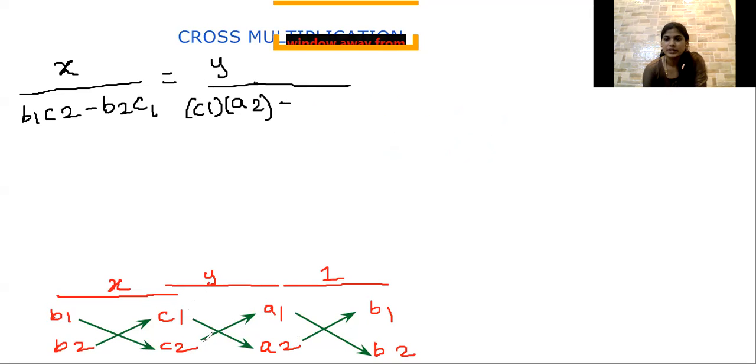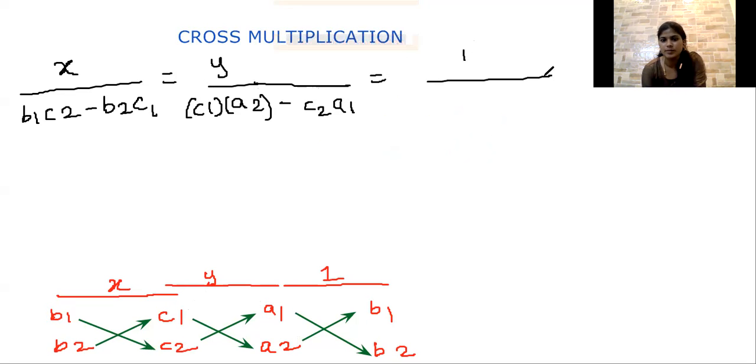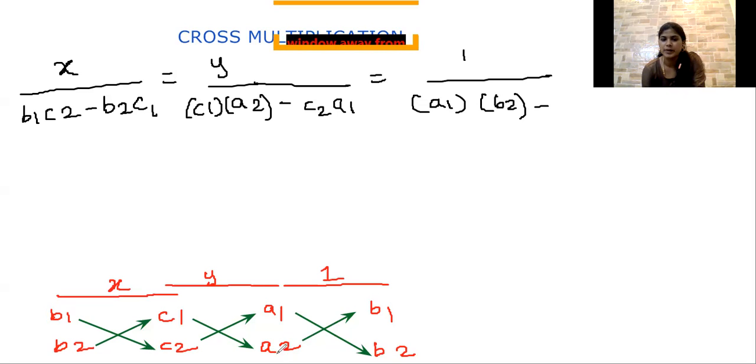Look at this. Here the arrow mark is moving upward, so you have to put a minus sign for the upward direction and multiply c2 and a1. And for the constant 1, again just look at this flow: multiply a1 and b2. Now look at this part. Here the arrow mark is moving upward, so you have to add a minus sign before that, so that's going to be a2 into b1. So you're going to follow this for doing the cross multiplication method.